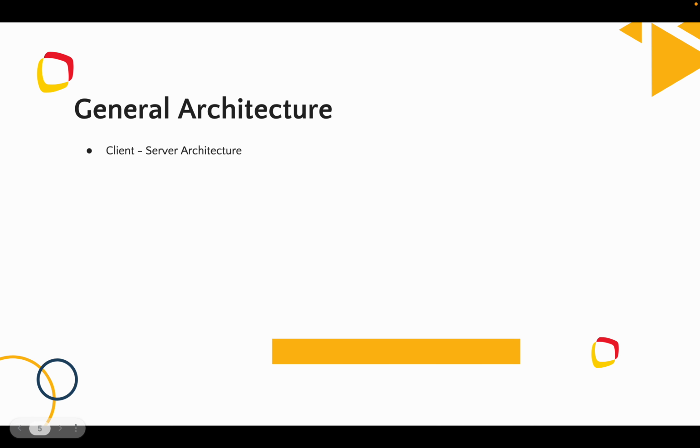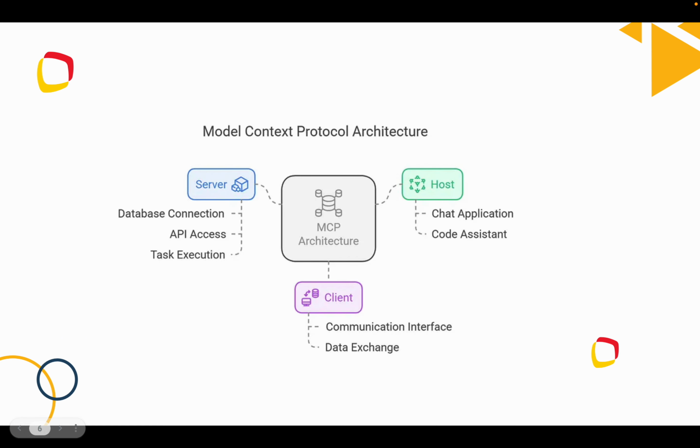Now, coming to the architecture of MCP, it's basically a client-server architecture. This is the architecture diagram, which I got from Medium. When we consider its architecture pattern, we can see that it has mainly three components: one is host, one is client, and another one is server.